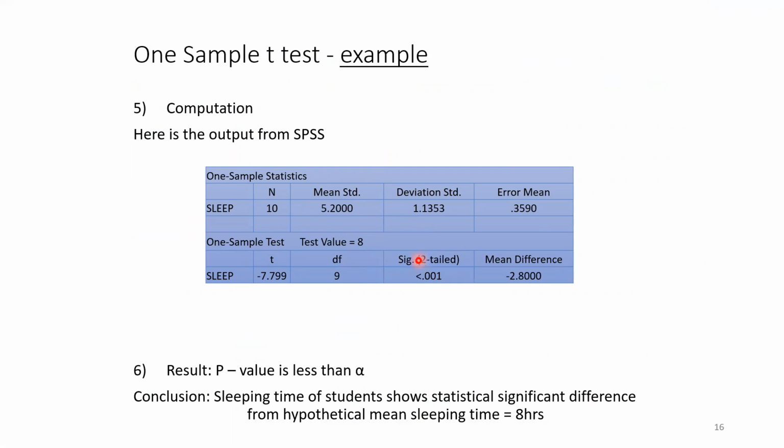This Sig value is nothing but the p-value from the t-test, which in the output was 0.000, which we edit to less than 0.001 because the p-value cannot be exactly 0. So we write the p-value as less than 0.001. Our conclusion is that the p-value is less than alpha. So the sleeping time of students shows a statistically significant difference from the hypothetical mean, which was 8 hours. This is our lecture so far. For the next time, we are going to meet with more than one sample test.